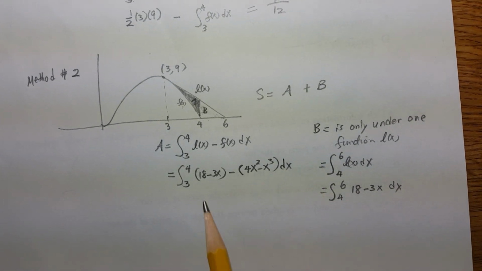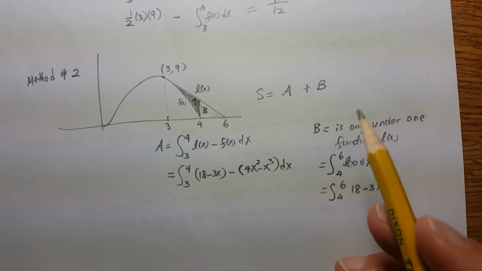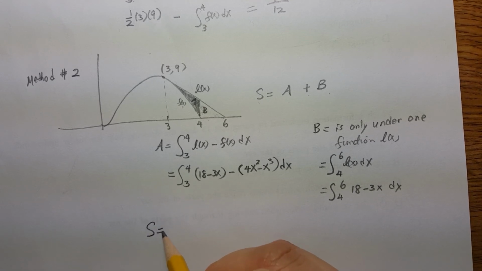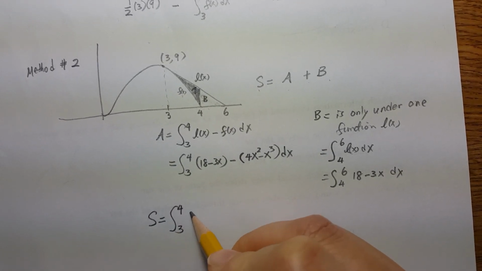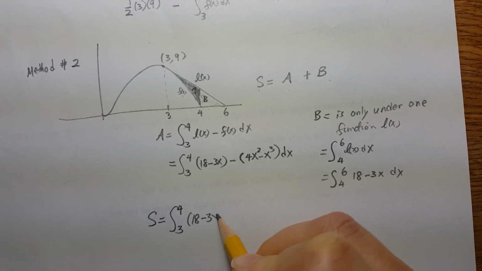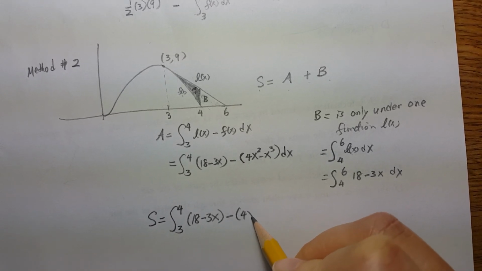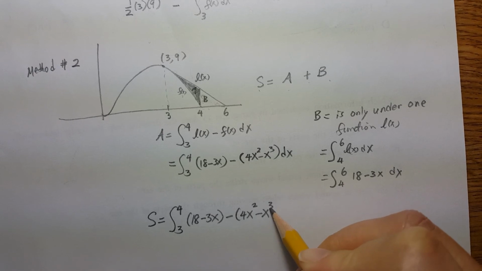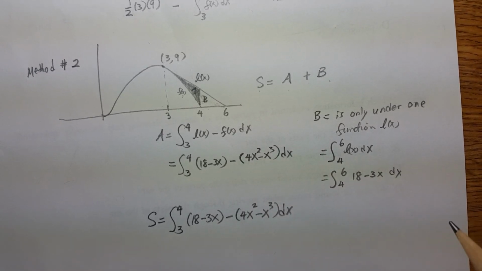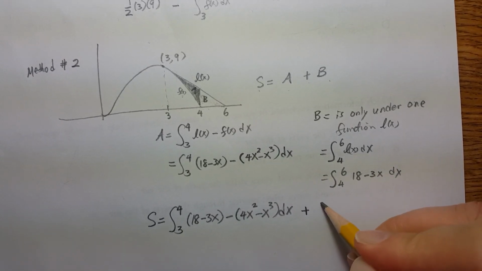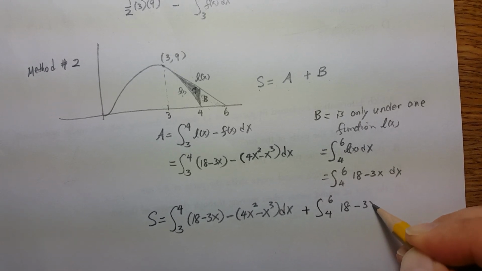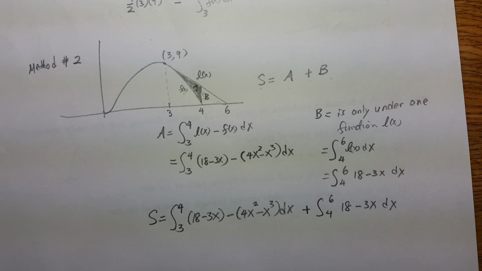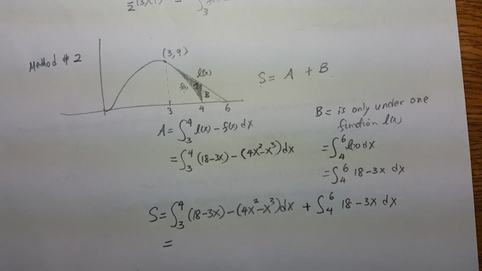So now S is A plus B. So therefore S equals integral 3 to 4, 18 minus 3x minus (4x squared minus x cubed) dx, and then plus integral 4 to 6, 18 minus 3x dx. Now I'm going to type in all of them together.